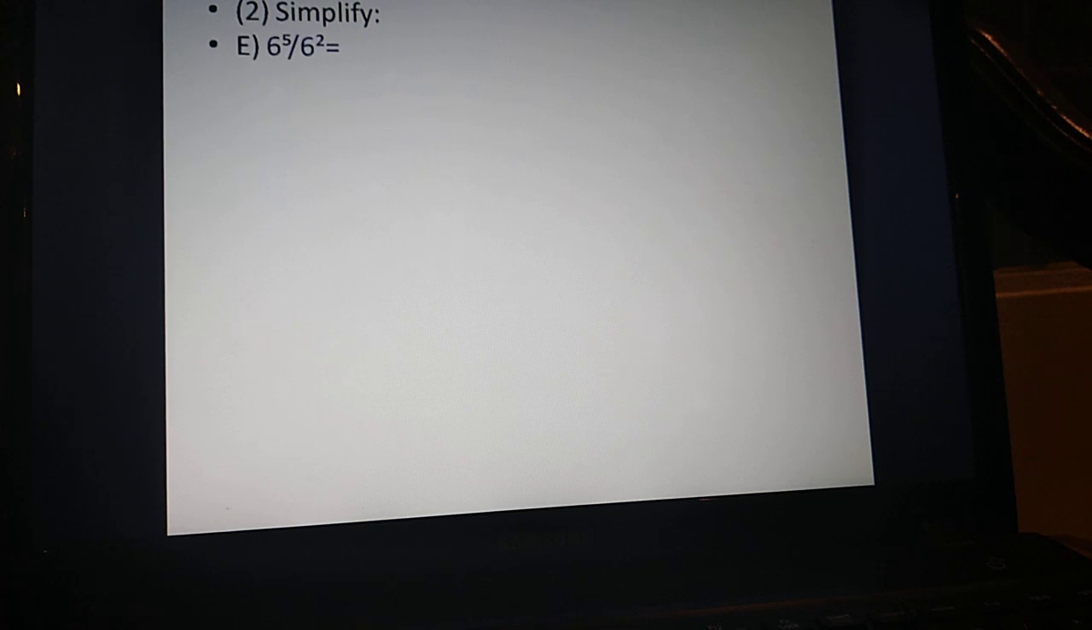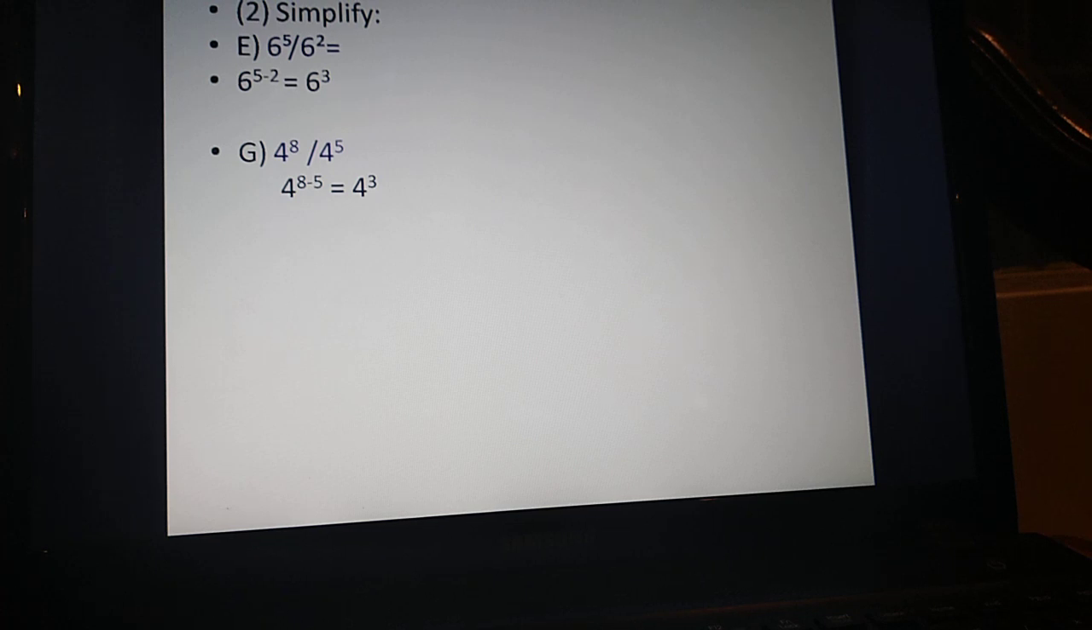Question 2 also asks us to simplify. In part E, you find division. So what should I do? Great. You should subtract indices. This means 6 to the power 5 minus 2, which is 6 to the power 3 exactly. Now part G of the same question. Have you known the answer yet? Good job. This is 4 to the power 3 because you subtract 8 minus 5.